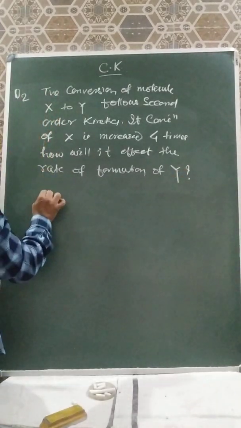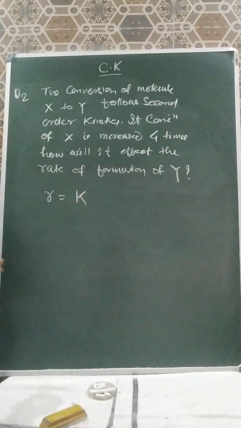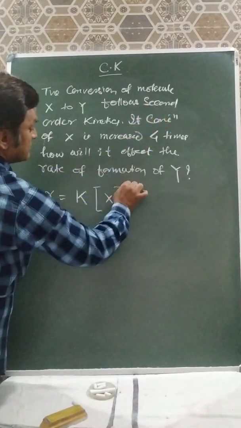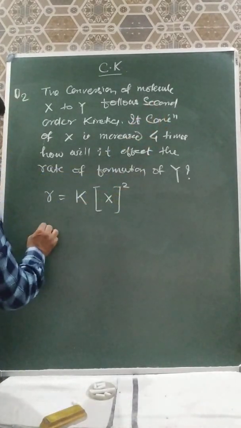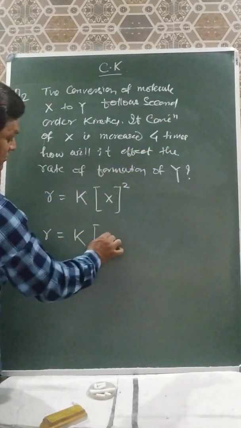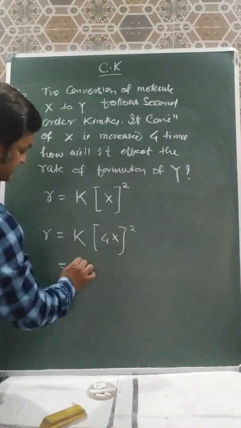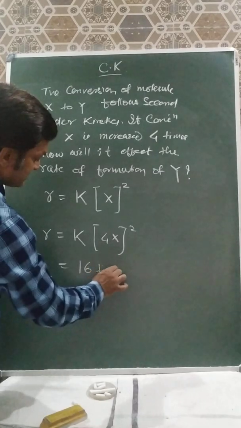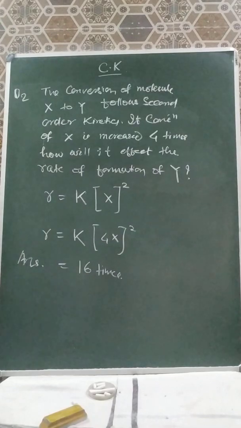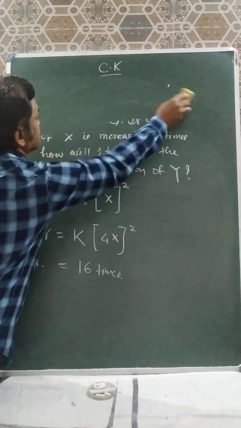According to the question, rate is equal to k X to the power 2, that is second order. Now the concentration of X is increased by 4 times. So new rate is equal to k (4X) to the power 2. That means 4 squared, that is 16 times. The answer is 16 times. This is the rough work. Next question number 3.